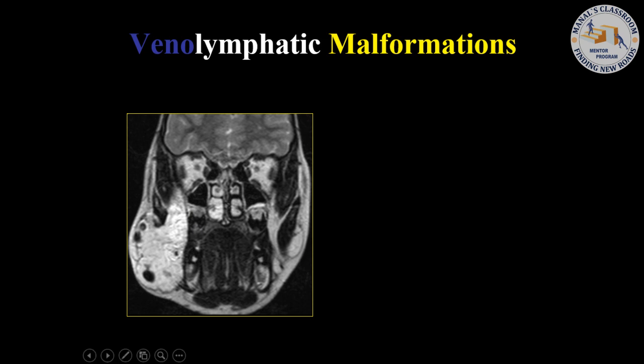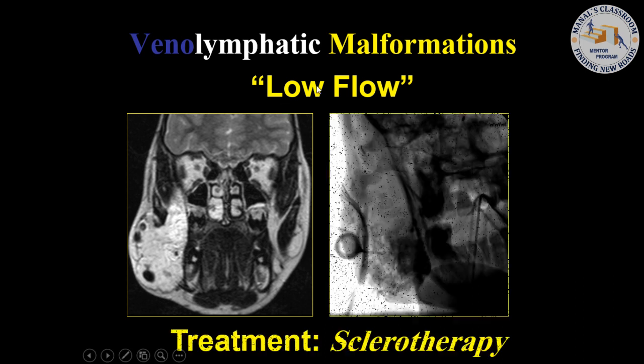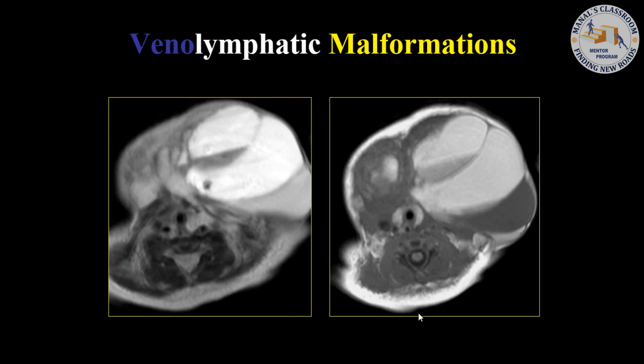Another example here, we have this large area, high T2 signal, and we also contain here multiple phleboliths extending into the muscular floor. Again, this is a low flow malformation. There are no flow voids within this, so as a result, this can be treated with sclerotherapy. So we have the ability to make a complex diagnosis, and we also provide appropriate triage for treatment.